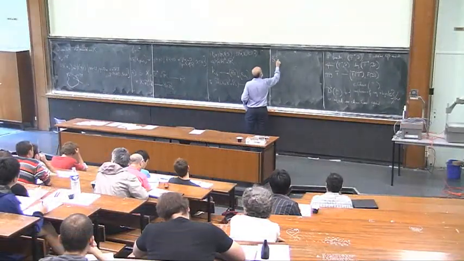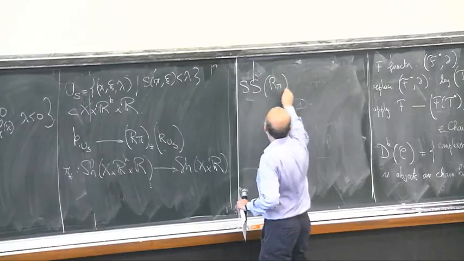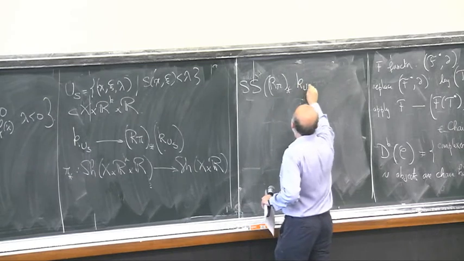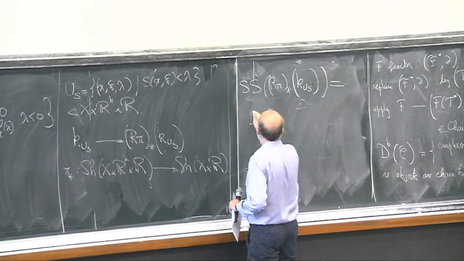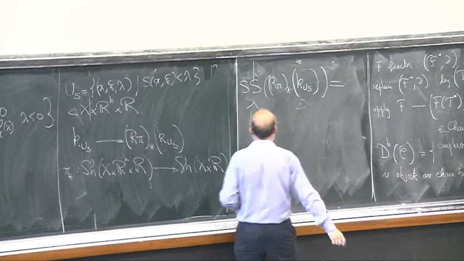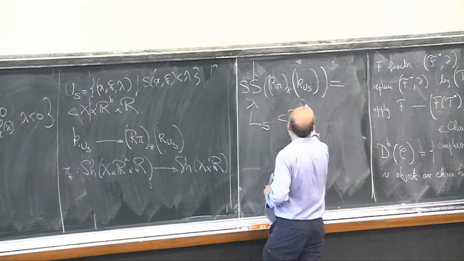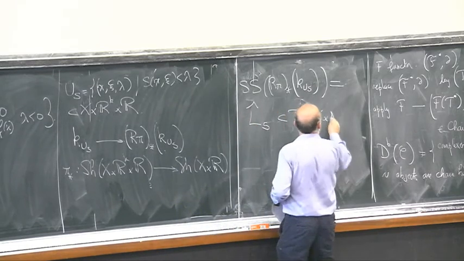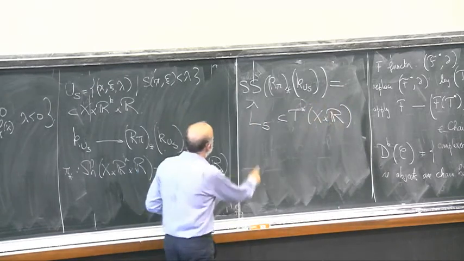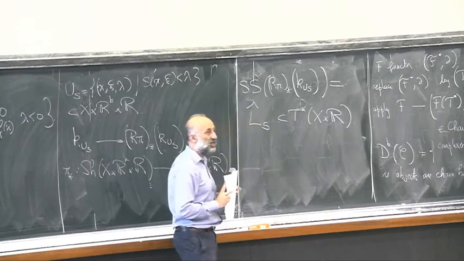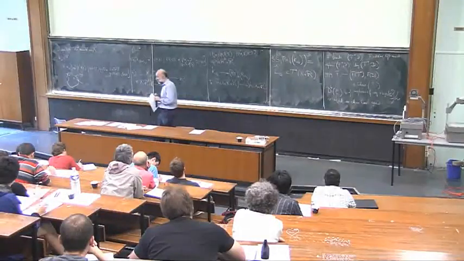And so my claim is that the singular support of this sheaf, R pi star of K_{U_S}, is L hat S, which is in T star of X times R. And I'm going to stop here because I'm already over time. But L hat S is essentially the Lagrangian submanifold generated by S. And that's how this relates to the previous lecture.